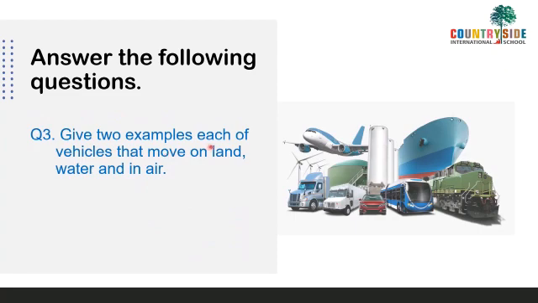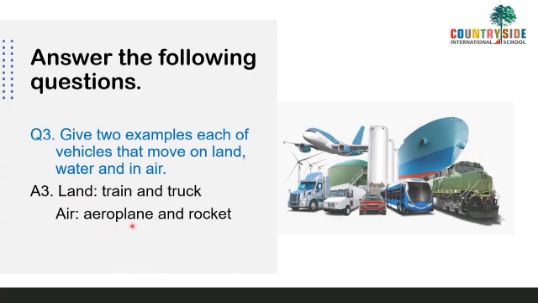Give two examples each of vehicle that move on land, water and in air. So what are the land vehicles? Train and truck. Air vehicles, aeroplane and rocket. Water vehicles, boat, sailboat. Now children, these are the answers which I have given you. If you want to change and write your own answers, you can write. You can write other vehicles also that move on land. There are so many. You can write cycle, bicycle, motorcycle, car. That's okay.